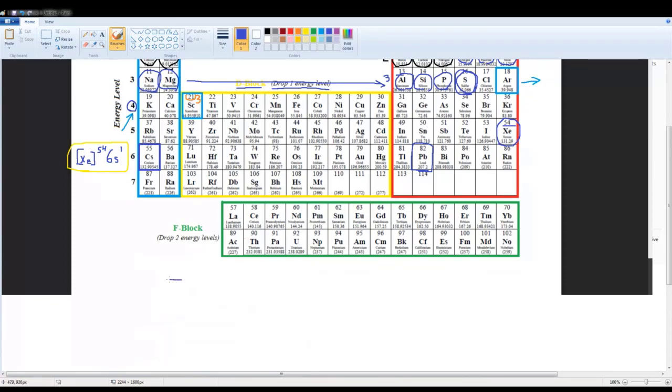So I'll start with xenon, Xe, 54. And then I will go 6s2, because that's what comes next. The xenon is at the end of the 5th row. This is the end of the 5th energy level, so I go to the 6th one to start out the next one. 6s2. I have to fill this up.